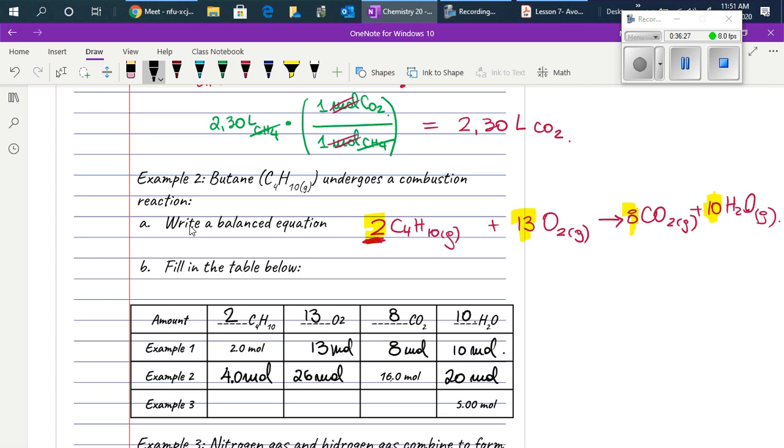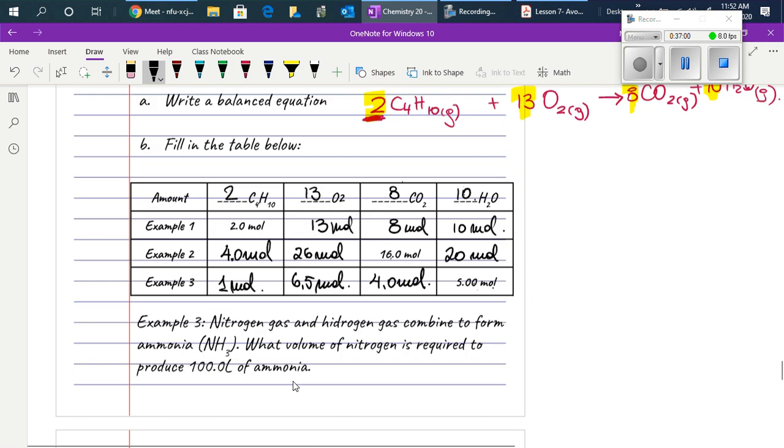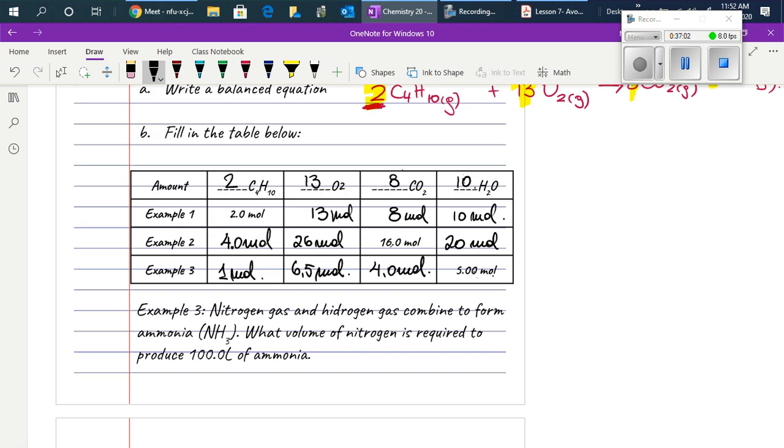And if we have 5 moles of water, 5 is 10 divided by 2, so we will have 8 divided by 2 is 4 moles of carbon dioxide, 13 divided by 2 is 6.5 moles of oxygen, and 2 divided by 2 is 1 mole of butane needed to produce it.